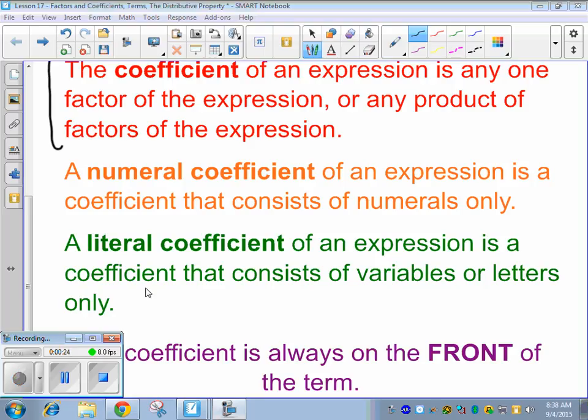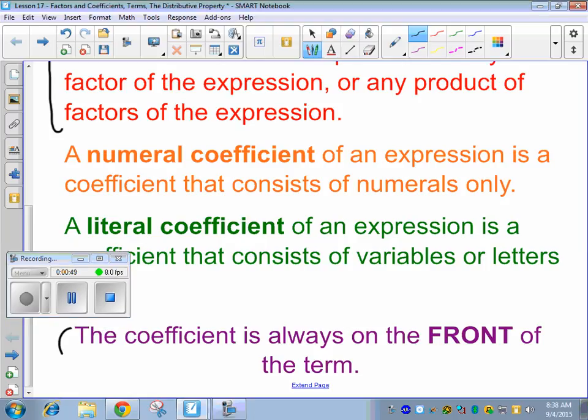Move down. So a numerical coefficient of an expression is a coefficient that consists of numerals only. You don't need to write that one down. A literal coefficient of an expression is a coefficient that consists of variables or letters only. You don't need to write that one down. This is the important part. I definitely want you to put this. This is what we're really worried about in this class. The coefficient is always on the front of the term.